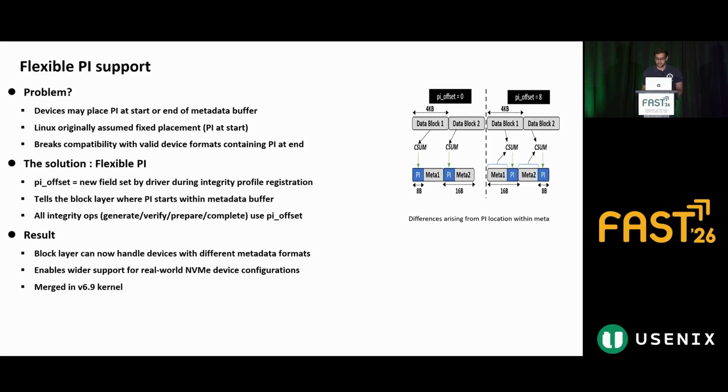So the solution is flexible PI. We introduce a new field, the PI offset, and it gets set by the driver during the integrity profile registration. It basically tells the block layer where the PI starts within the metadata buffer, and all integrity operations will start using this PI offset. As a result, now the block layer can handle devices with different metadata formats, and this support has already been merged into the 6.9 kernel.